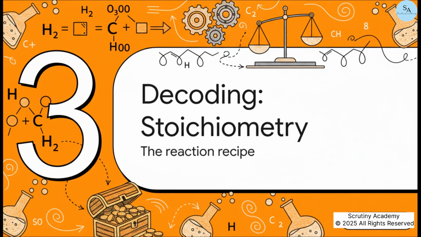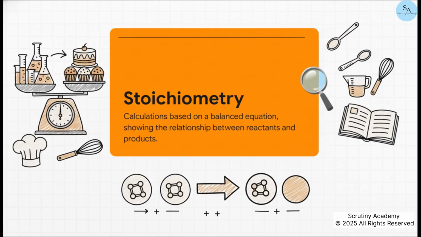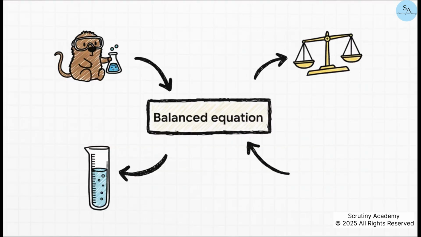Okay, so now that we have a balanced equation, what's next? Well, this is where the fun really begins. We've just unlocked a treasure trove of information. Welcome to the world of stoichiometry. It sounds like a complicated word, but honestly, think of it just like a recipe. The balanced equation tells you the exact proportions of ingredients you need and the precise amount of cake you're going to get. A single balanced equation is incredibly powerful.